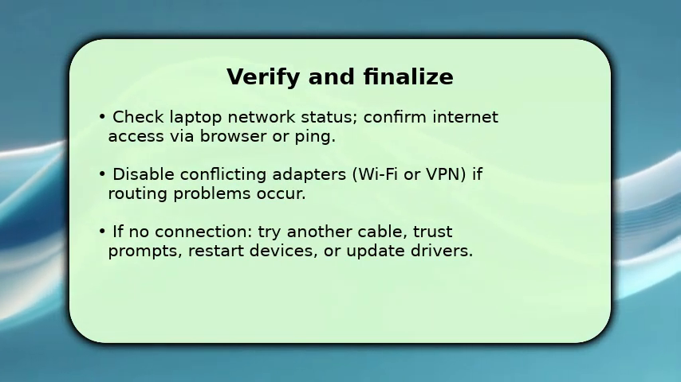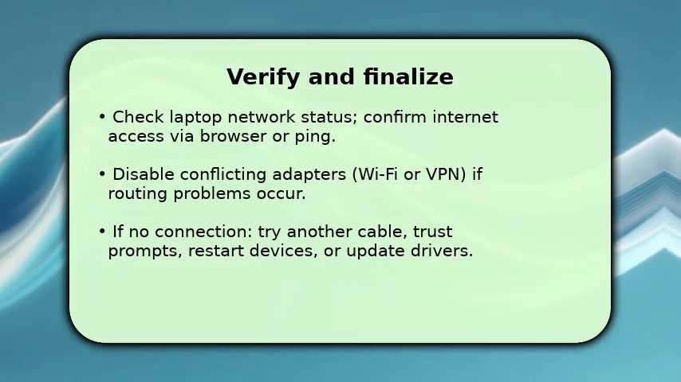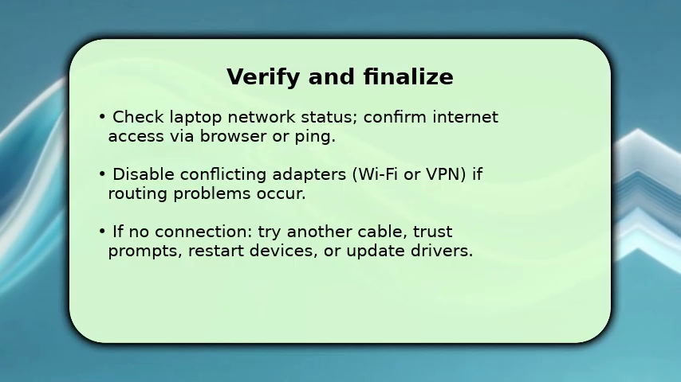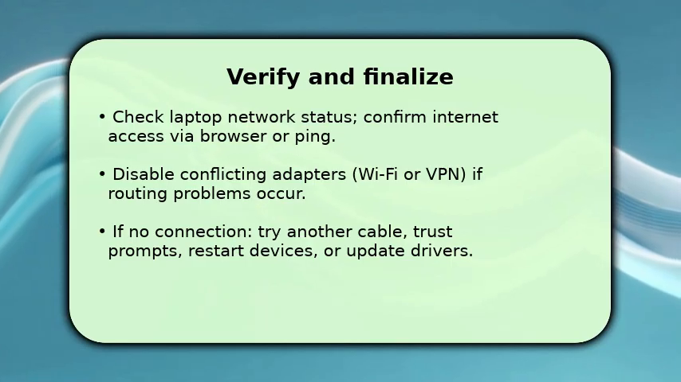Finally, verify connectivity by opening a browser and loading a simple web page or by running a quick ping. This confirms DNS and routing work. If you still have issues, make sure Wi-Fi or VPN isn't forcing a different adapter. Disable them temporarily so USB tethering becomes primary.